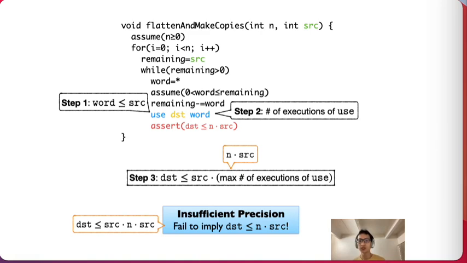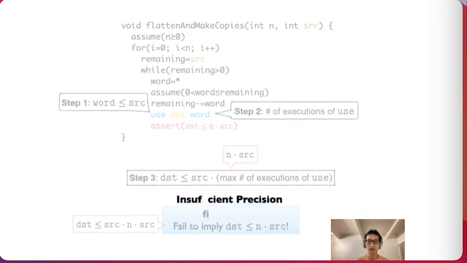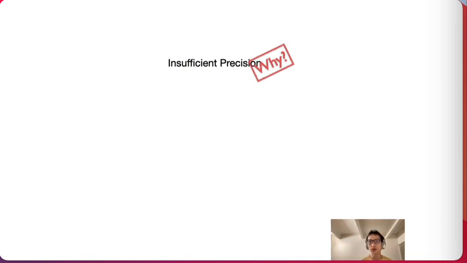Now, the key question is, why does this approach fail to provide sufficient precision? The reason is that although the length of words may vary, which is exemplified by this figure where numbers represent the length of words, this approach assumes each word to be at its maximum length.